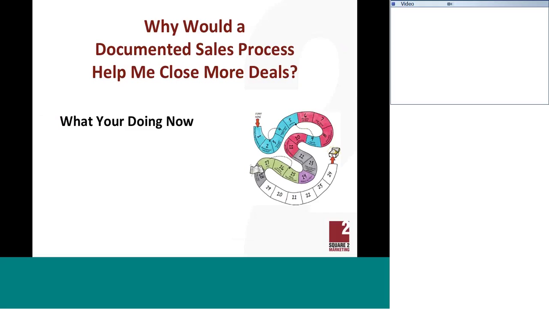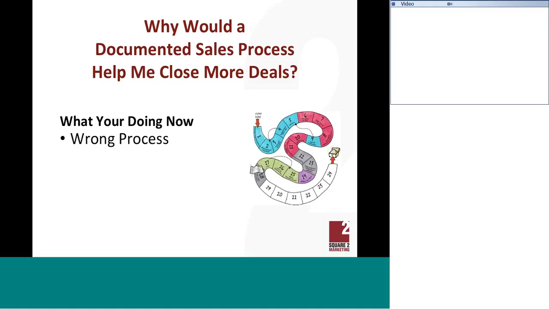So now you're all asking yourself, why would a documented sales process help me close more deals? So what you have to look at first is, what are you doing now? You see the little diagram over here. You start here, and the end of the diagram is that pot of gold. That's the money, that's the sale, that's the revenue. What's the best way to get there? Well, it would be a straight line. How long is it taking you to get there? How many left turns are you making to get there? How many roundabout steps are you using? Are you using too many steps? So first you have to look at what am I doing now?